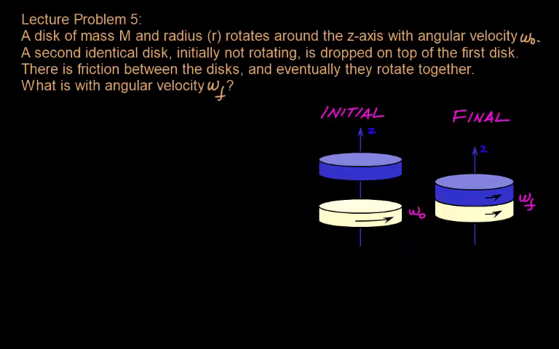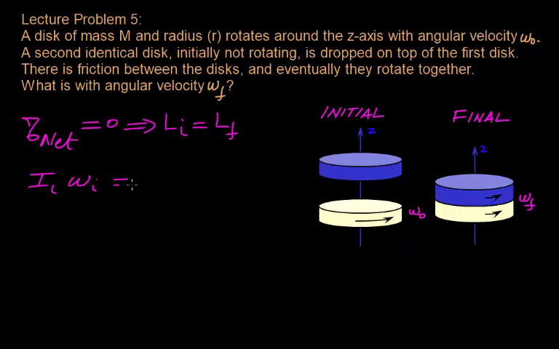Since the disks connected to each other without the interference of a net external torque, the angular momentum is conserved. Net torque equals 0. Therefore the angular momentum initial has to equal the angular momentum final. The angular momentum is moment of inertia times omega. This is for initial, and should equal the same quantity after they connected.